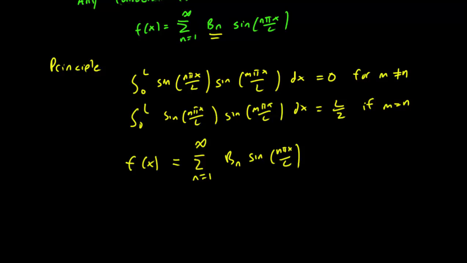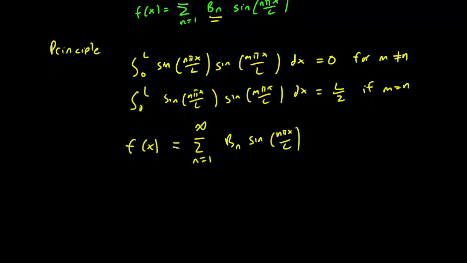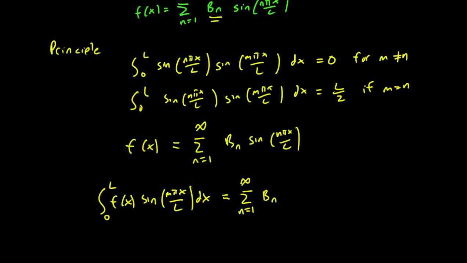Here's what we do. Let's say we want to figure out what Bm is. So what we have to do is integrate f(x) sine(m pi x over L) dx from 0 to L. So we multiply both sides by sine(m pi x over L) and integrate from 0 to L. This becomes the sum from n equals 1 to infinity of bn sine(n pi x over L) times sine(m pi x over L) integrated from 0 to L as well.